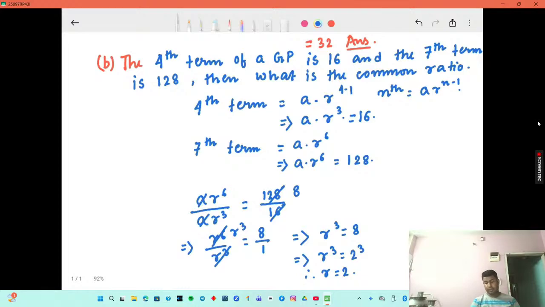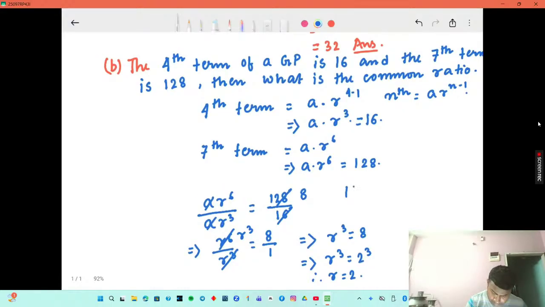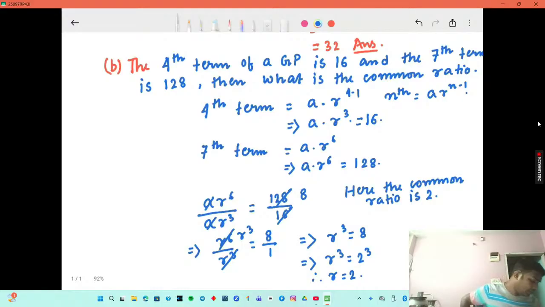Is it clear? Since we know that if the powers are equal, then the bases are also equal. Therefore r is equal to 2. Therefore here the common ratio is 2. Is it clear to you? So what is the common ratio? The common ratio is 2. So now I will be moving to the next question.